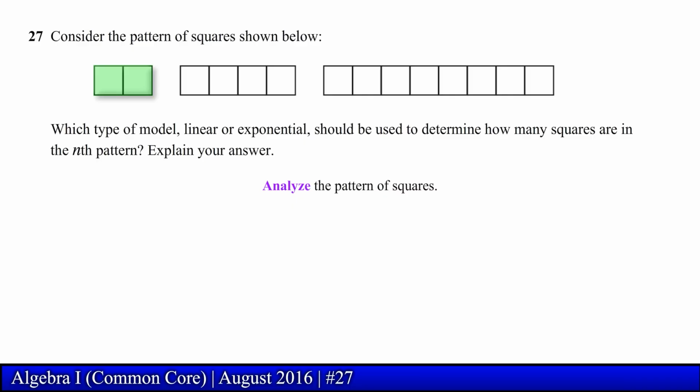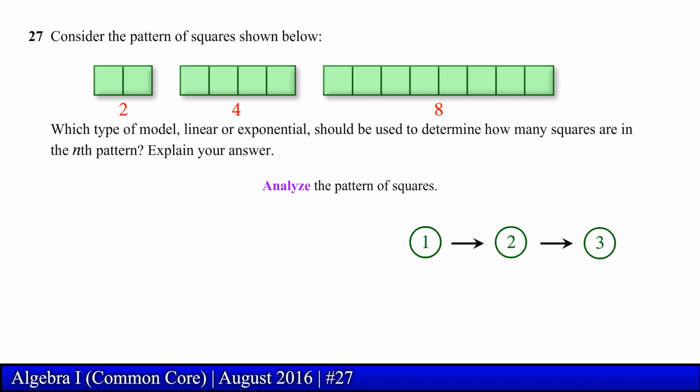The first iteration of this pattern contains 2 squares. The second iteration contains 4 squares, and the third iteration contains 8 squares. We can determine the type of model this pattern follows by calculating the difference between successive iterations. From the first to the second iteration, 2 additional squares were added. From the second to the third iteration, 4 additional squares were added.